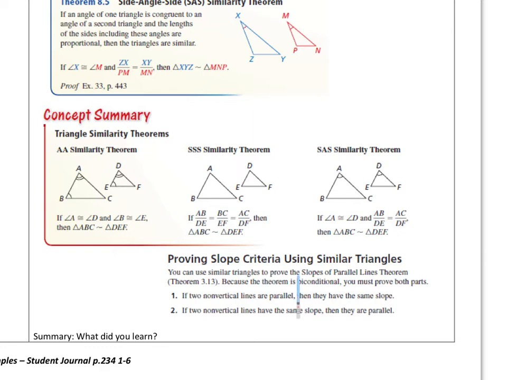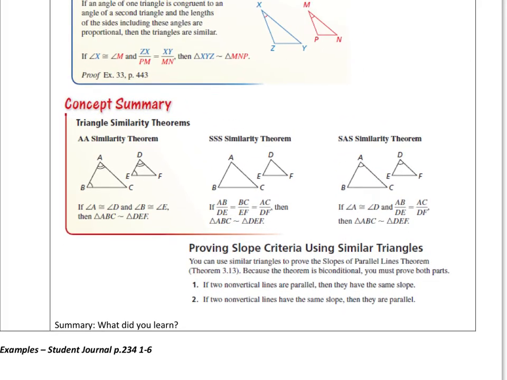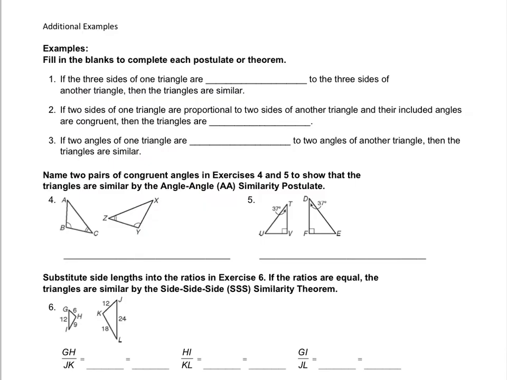Now, we can use similar triangles to prove slopes are parallel. So the slopes of parallel lines theorem. If two non-vertical lines are parallel, then they have the same slope. And if two non-vertical lines have the same slope, then they are parallel. Okay, so that's just on a side note there. So let's go ahead and switch the page here, and let's take a look at these examples.